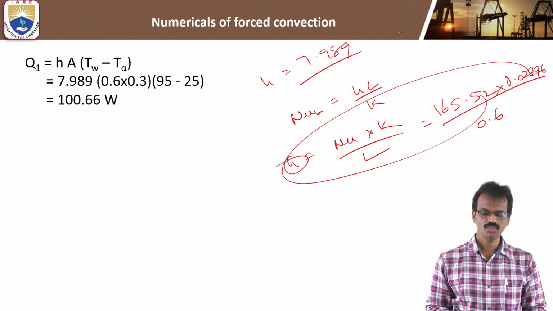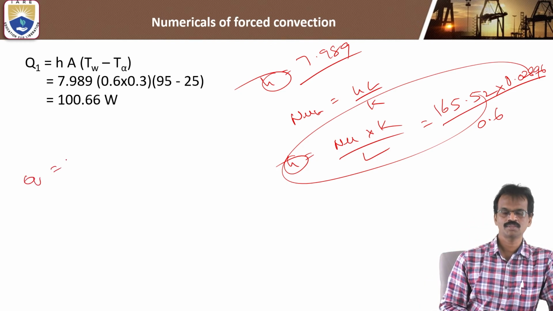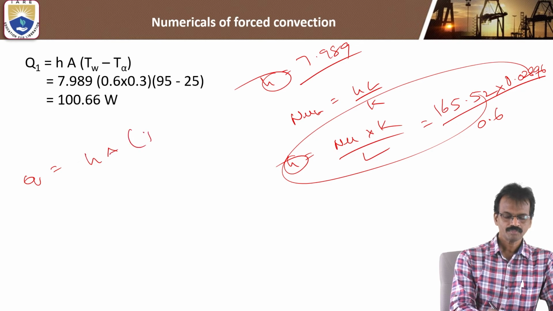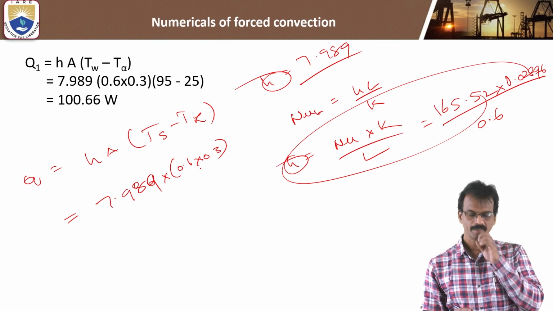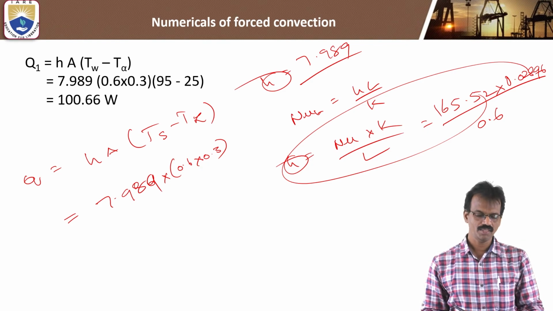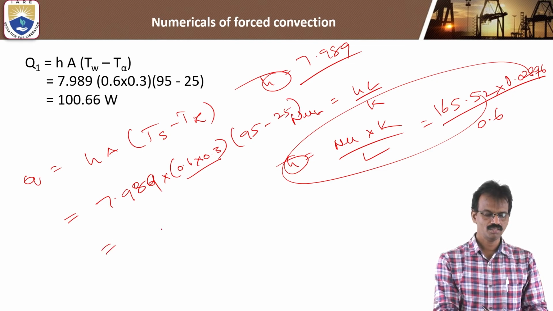So H is equal to 7.989. If you find the H value, then automatically you can find the Q value, the rate of heat transfer. Q is equal to HA into Ts minus T infinity. H is equal to 7.989, and area is equal to 0.6 into 0.3, that is a 300 mm wide, 600 mm long plate, into Ts minus T infinity, 95 degrees Celsius minus 25 degrees Celsius. If you solve this, you will get the answer, 100.66 watts. So this is the Q.